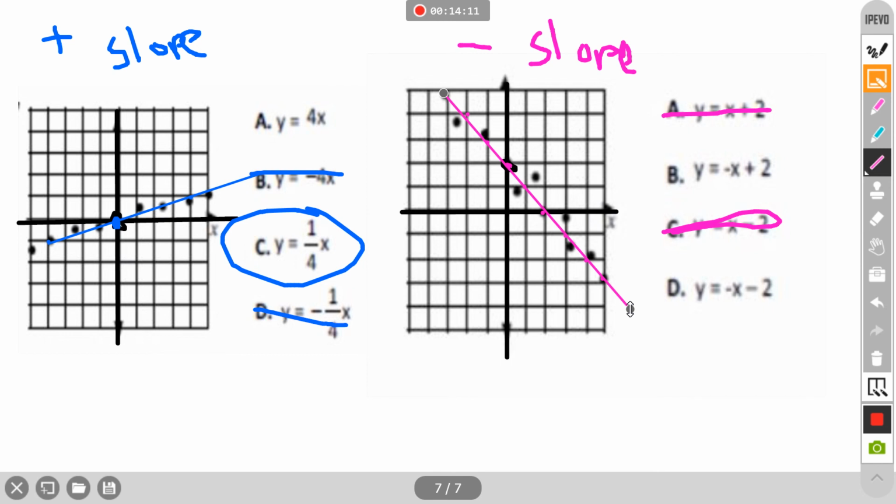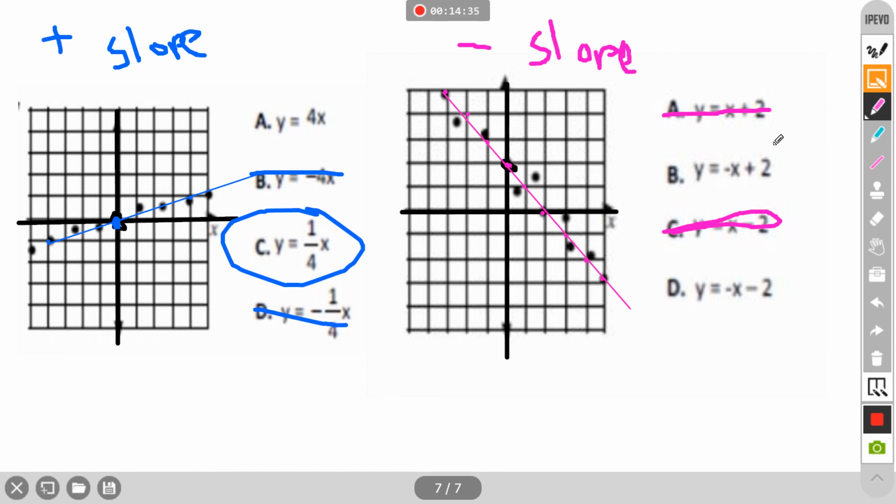D would not be a good representation because even though it does have the exact same slope, it starts all the way down here at the bottom, which means that I would have a line that looks more like this, which is not anywhere near any of my points. So that would not be a good representation. So we're going to stick with B.